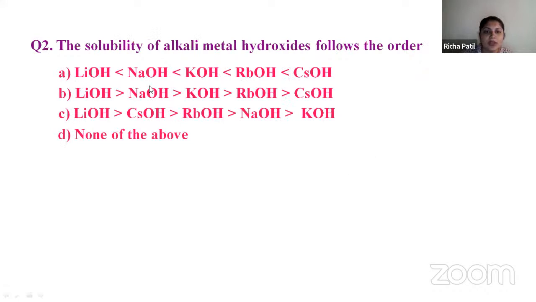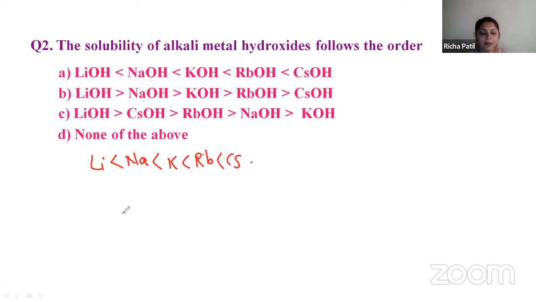Next question: the solubility of alkali metal hydroxides follows the order. What will happen to the size as you go down the group? Size will increase. Lithium will have the least size as compared to sodium, potassium, rubidium. So the trend is lithium less than sodium, less than potassium, then rubidium, and then cesium.